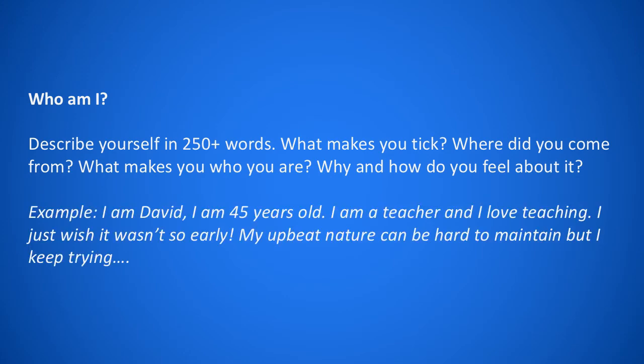I am. These are the things about me, etc. For example, this is how I would answer a basic object exercise about waking up in the morning. Who am I? I am David. I'm 45 years old. I'm a teacher and I love teaching. I just wish it wasn't so early. My upbeat nature can be hard to maintain, but I keep trying. So in this moment, I've given my given circumstances: that I'm 45 years old, my name, that I'm a teacher, and that I have an upbeat nature. My observations are that I love teaching, I wish it wasn't so early, and that I keep trying. Okay?